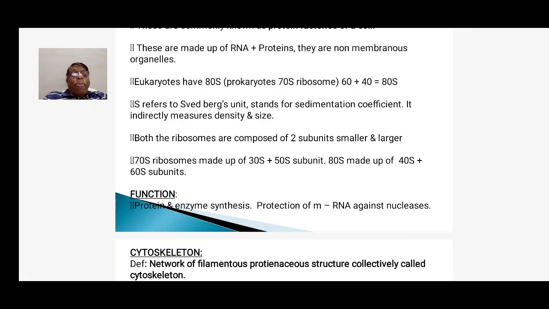Second function, when it becomes polyribosome, it protects the mRNA against nuclease enzymes.